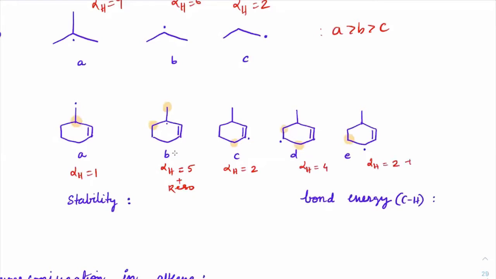Plus resonance happening. So this has resonance as well as 5 alpha hydrogens, so that makes it more stable. So B will be more stable, then E will be more stable.